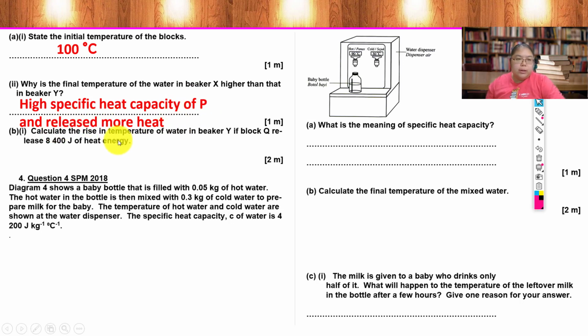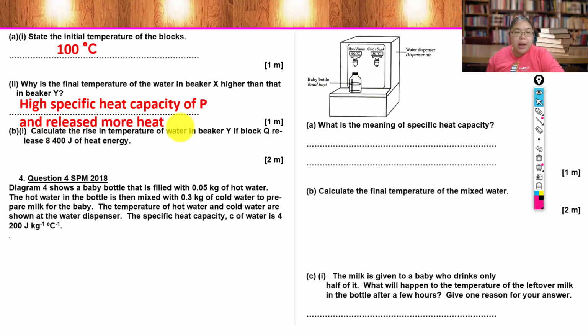Okay, for B, calculate the rise in temperature of the water in beaker Y if Q releases 8,400 joules of heat energy. So this one we must relate with Q = mcθ. The question already provided the total energy. m is the mass of the water, then the specific heat capacity for the water also. Then the temperature rise is how many, we don't know. So we just show the formula.